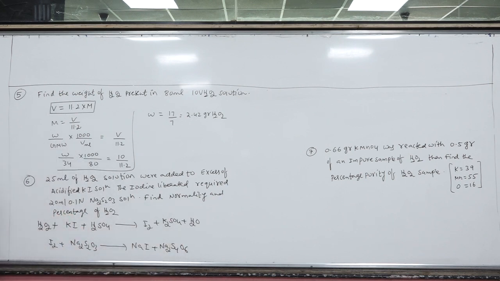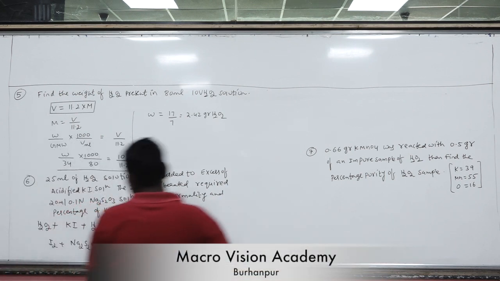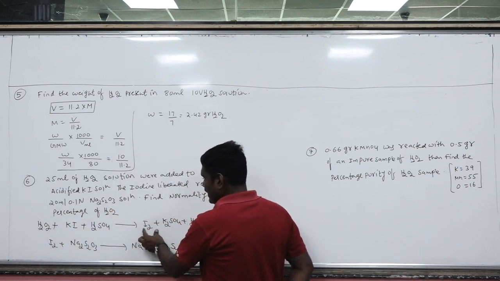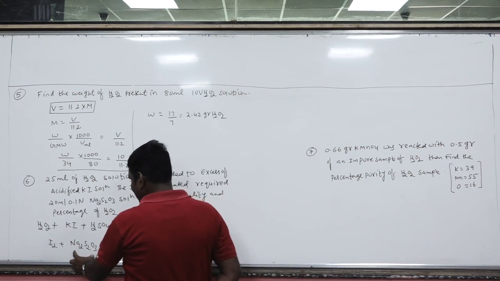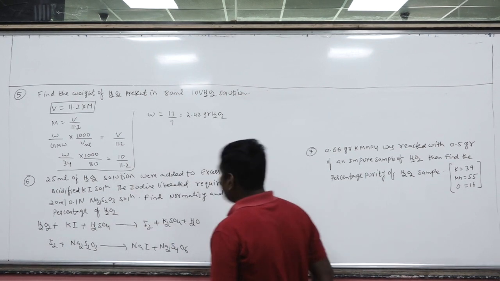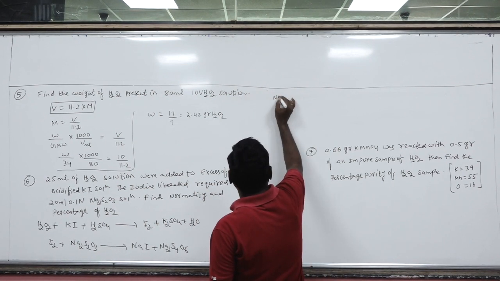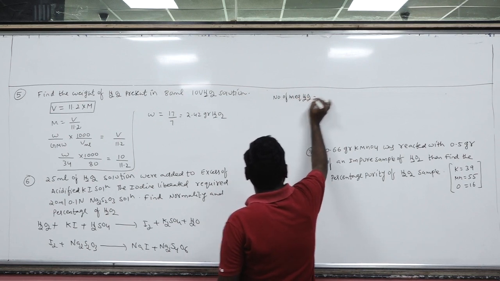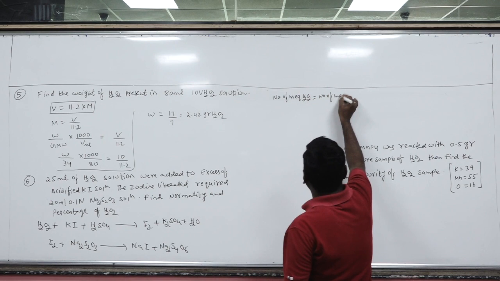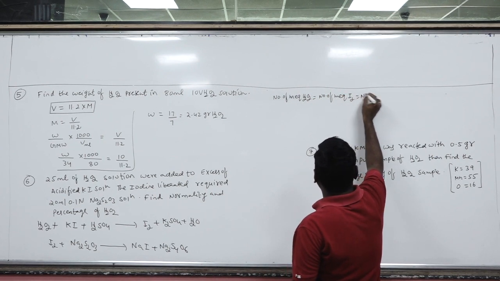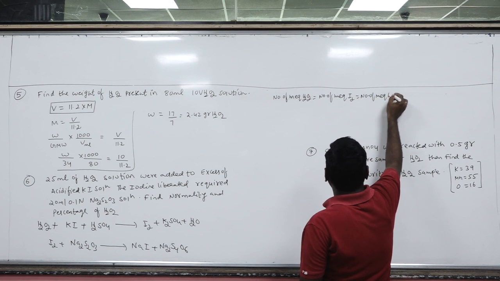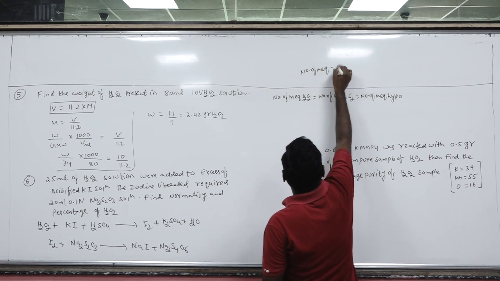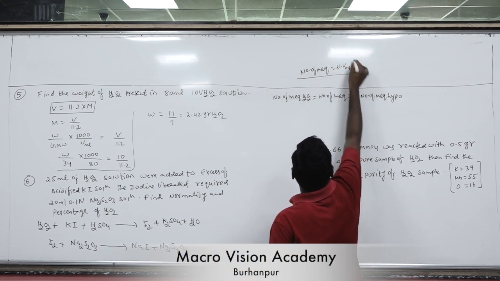Okay. Now the concept is the law of chemical equivalence. The number of milliequivalents of H2O2, the number of milliequivalents of I2, and the number of milliequivalents of hypo will be the same. So I am writing: number of milliequivalents of hydrogen peroxide will be equal to number of milliequivalents of I2, which will be equal to number of milliequivalents of hypo. Do you know how to calculate the number of milliequivalents? Yes. Normality multiplied by volume in milliliter.